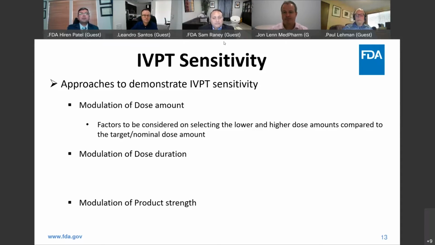Okay, so what I'm hearing from the 2 panelists is the importance of using the lower and higher dose amounts. And I know Dr. Lenny mentioned what information we are getting if we are having a lower dose amount. I think he was referring to the streamlined IVPT sensitivity study, and he was seeking feedback on, do we really need to have a lower dose amount? So any comments on the importance of having a lower dose amount to demonstrate IVPT sensitivity?